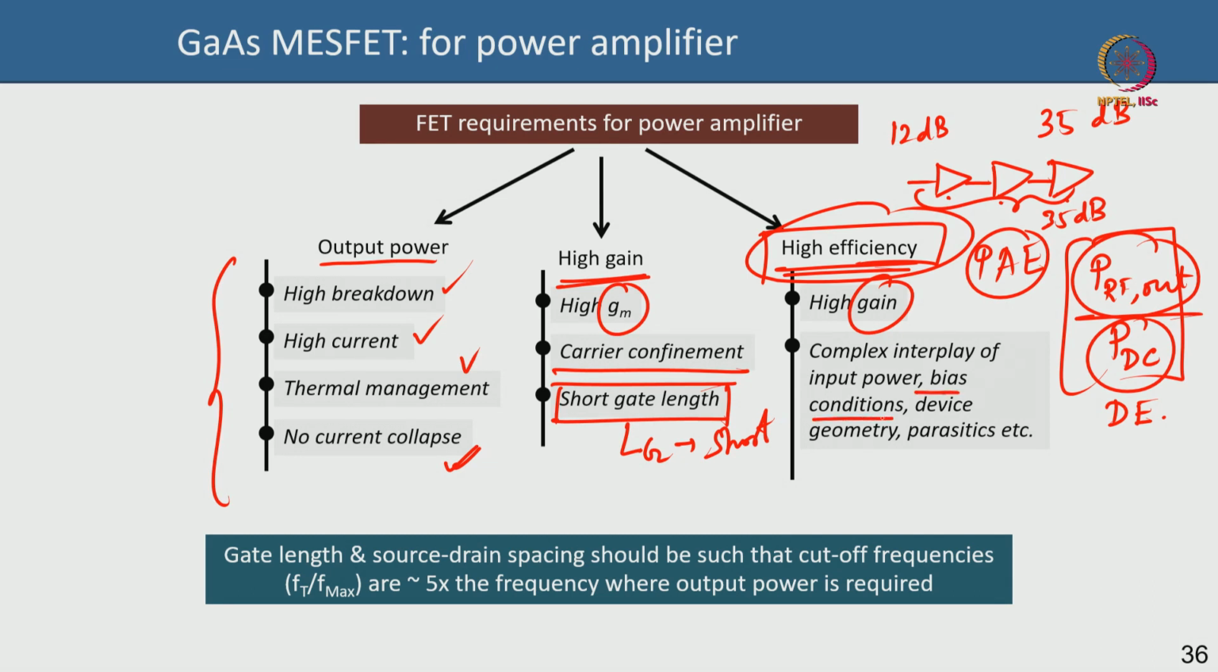Now, this efficiency is a complex interplay of not only this ratio, but also the bias condition. In what biasing condition are you using the device? So, there is class A, class B, class C, class D, etc., different categories of biasing the transistor for a power amplifier. So, those will also dictate significantly how much efficiency you get.